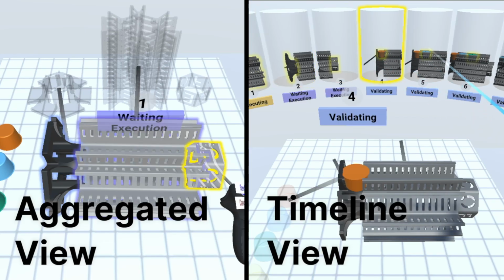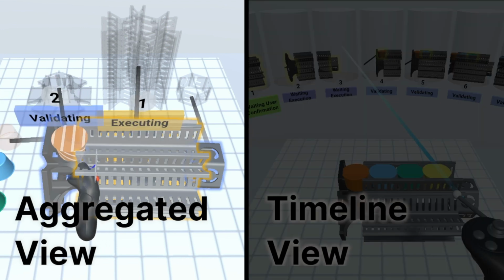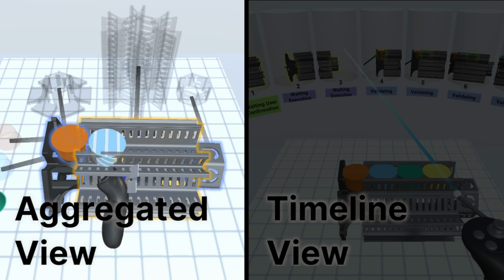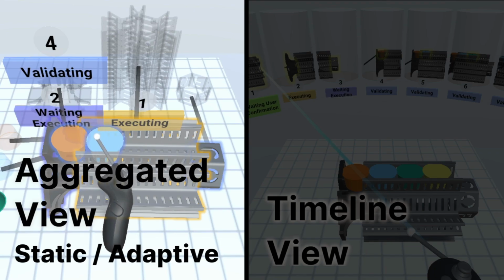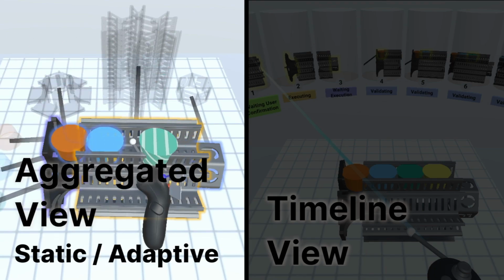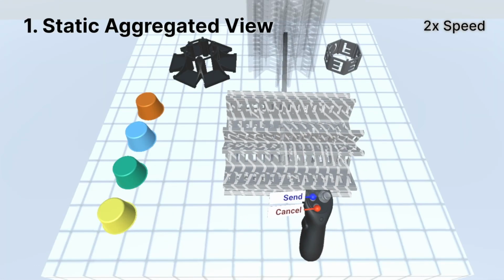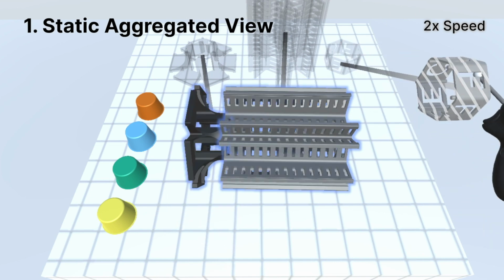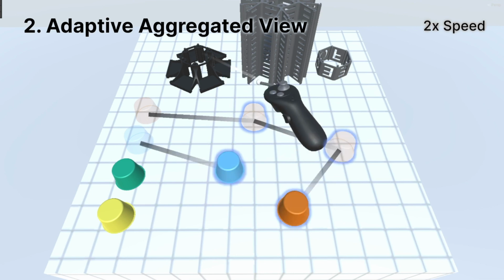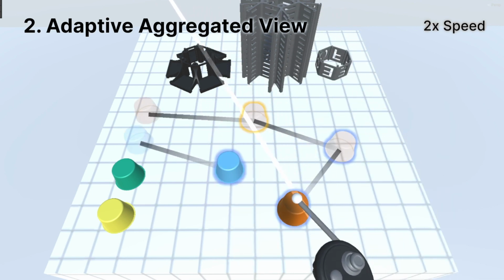Our user interface employs 2 different spatiotemporal visualizations for assigned goals. The aggregated view represents all goals within the user's workspace, while the timeline view depicts each goal within a separate world in miniature. We have 2 variants of aggregated view: static aggregated view and adaptive aggregated view. The static aggregated view is an aggregated view in which the user sees each object in its goal pose and previous pose. The adaptive aggregated view introduces adaptive filtering features to the static aggregated view.